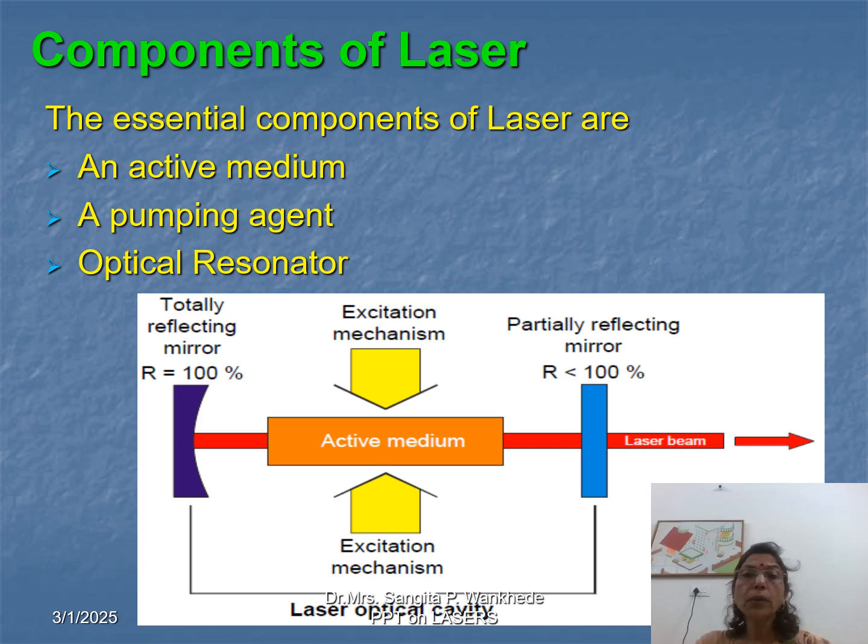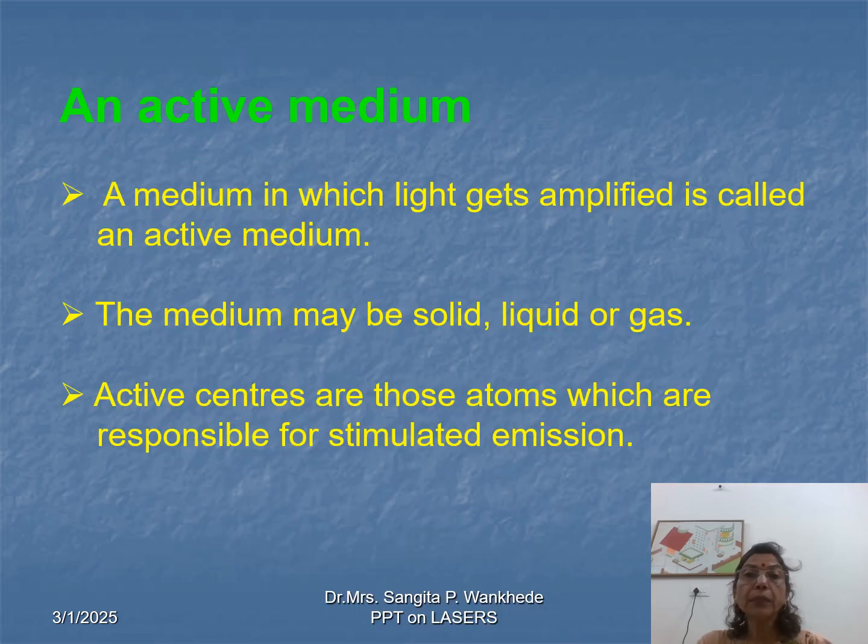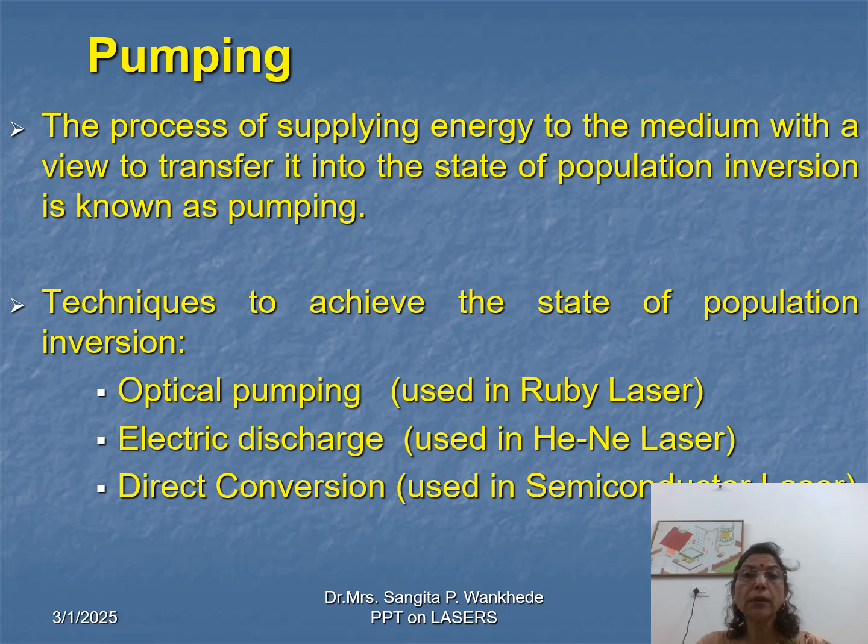Now, what are the components of a laser? There are three main components of a laser: active medium, pumping agent, and optical cavity resonator. What is the active medium? It is the medium in which light gets amplified, which hosts the active centers. Active centers are those atoms which are responsible for stimulated emission.